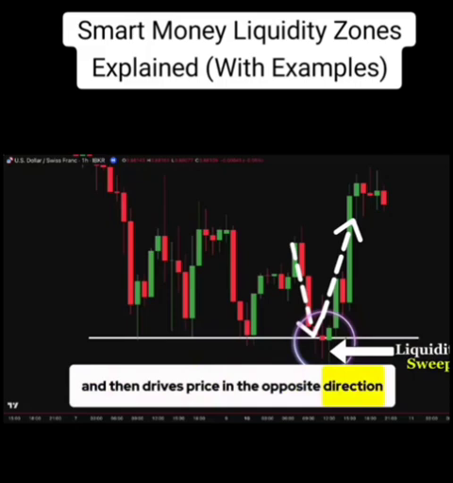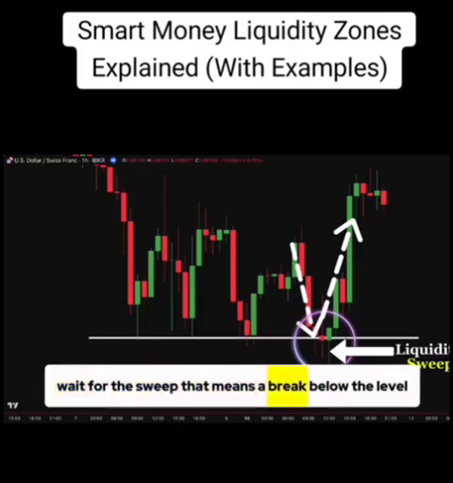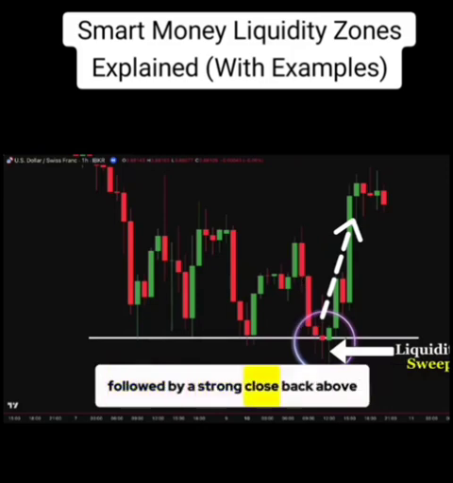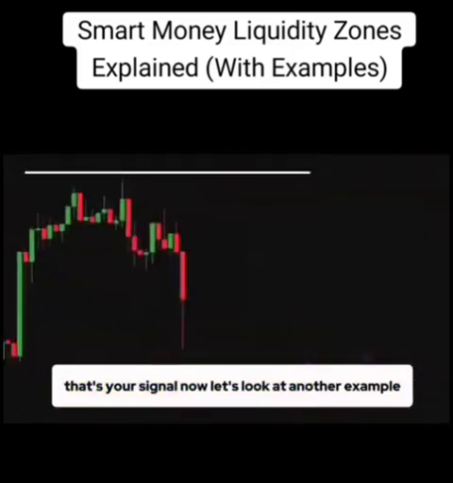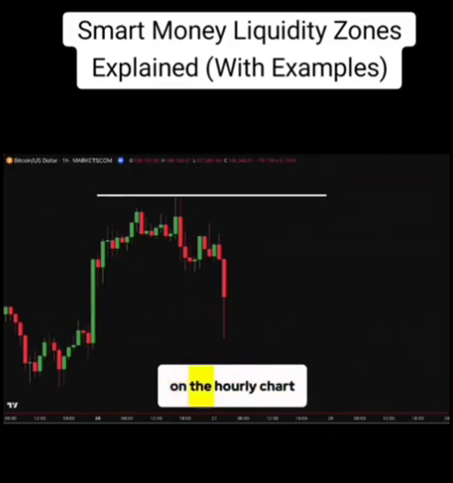the opposite direction. So when you spot a level that meets these traits, obvious, multiple rejections, and a swing low or high, don't rush to enter. Instead, wait for the sweep. That means a break below the level, followed by a strong close back above. That's your signal. Now let's look at another example, this time on Bitcoin versus the US dollar on the hourly chart.